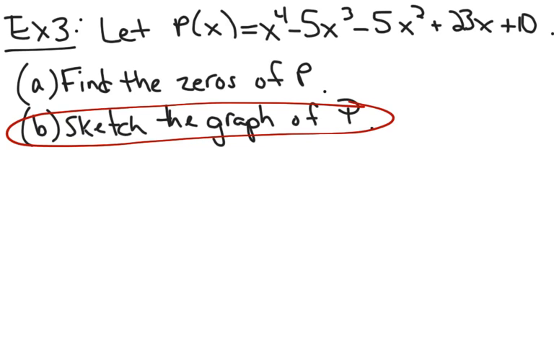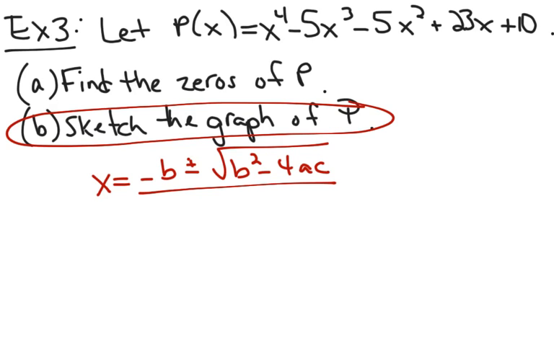Not all the solutions of a polynomial are rational. That means they're not always integers or repeating or terminating decimals. Sometimes they're irrational numbers. When that's the case, we're going to have to use the quadratic formula in order to find any irrational solutions. Let's see, negative b plus or minus square root of b squared minus 4ac all over 2a. That's the quadratic formula.